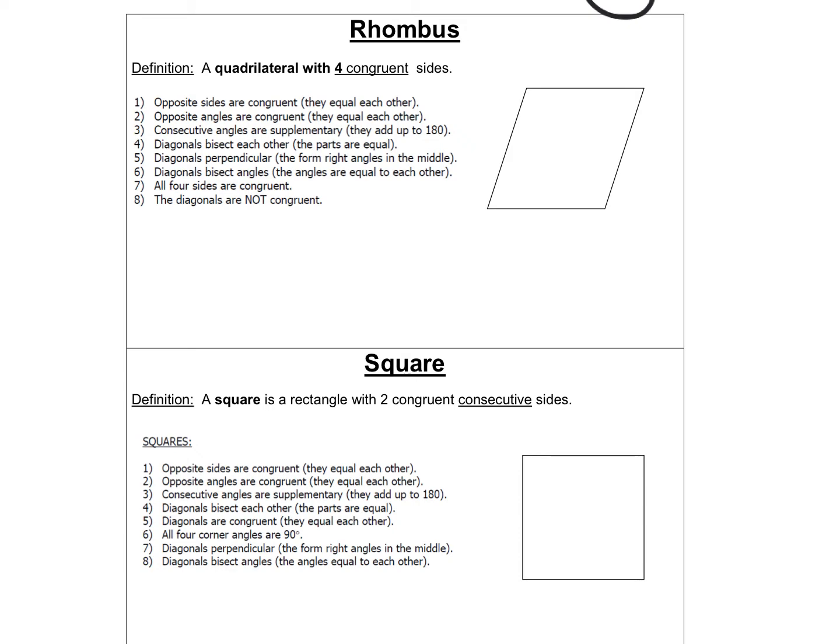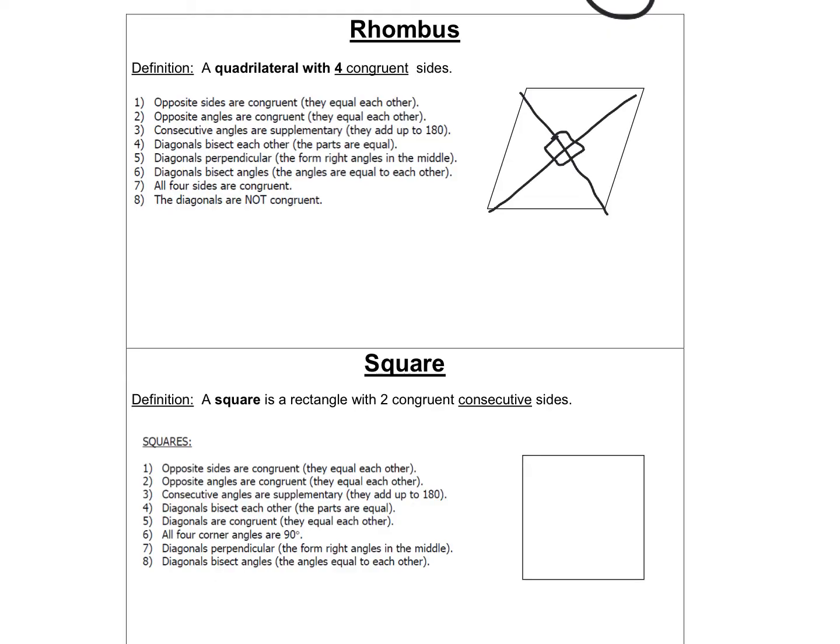So here's some new things. We have that the diagonals are perpendicular. That means that in the middle, where they intersect each other, they're going to form right angles. So that's going to be important. We're going to see a lot of questions based on that.